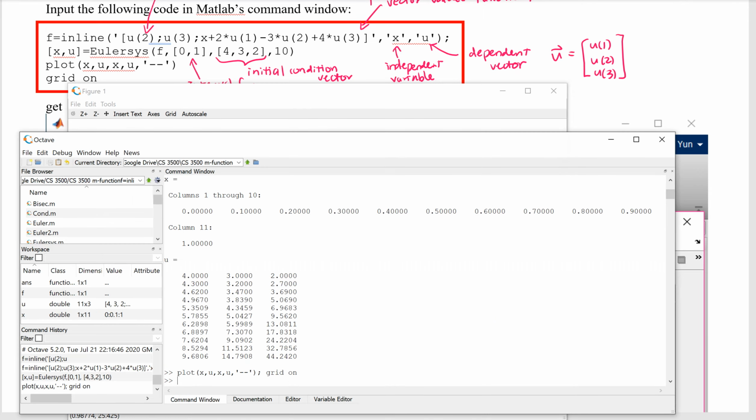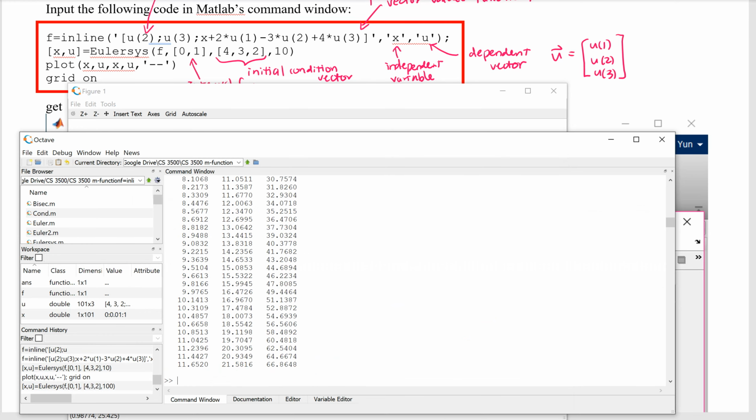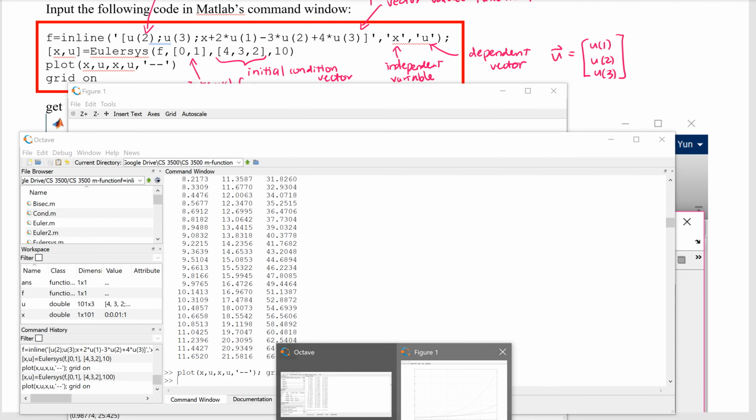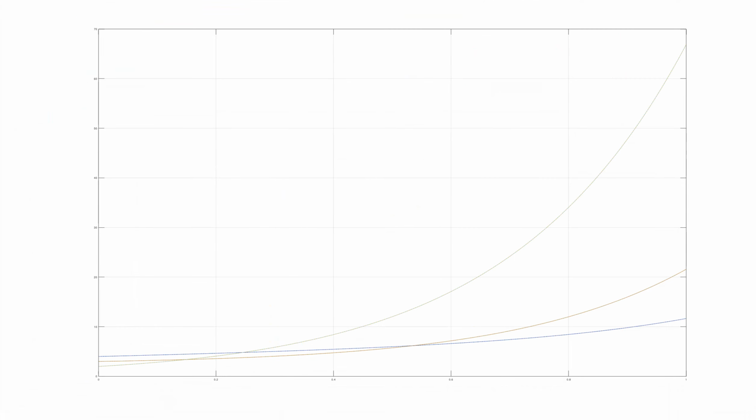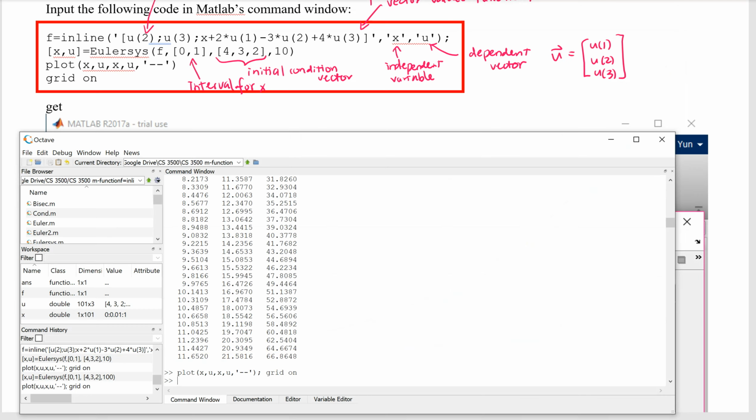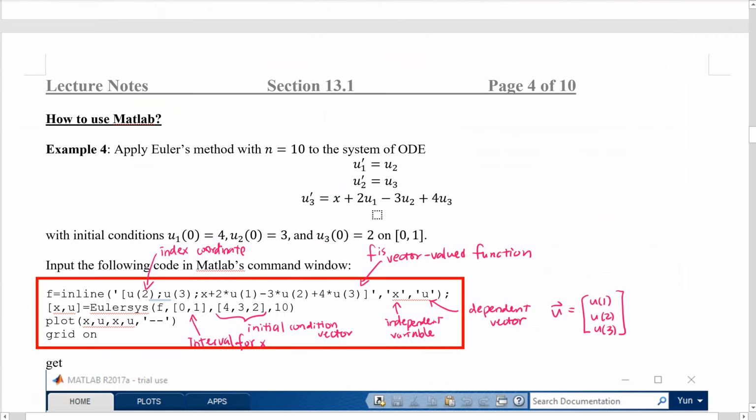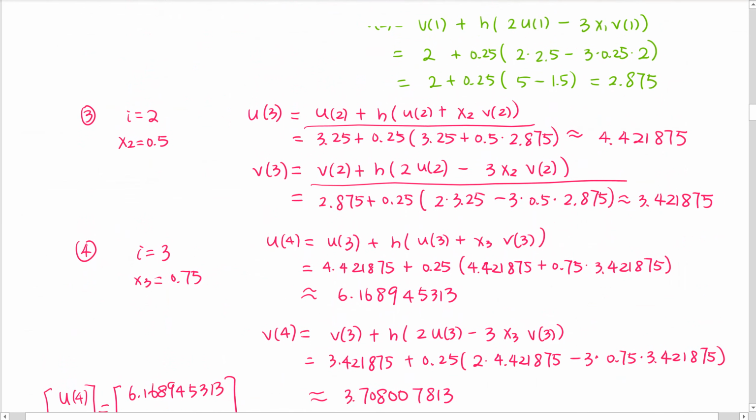Let's see if we increase the number of steps. Let's do 100 subintervals. And when we plot it, now what happened? You can see the curve is pretty smooth. So it's very close to our actual solutions. When we increase the number of subintervals, the Euler's method approximation is going to be closer and closer. So far, so good. How about we check our work?